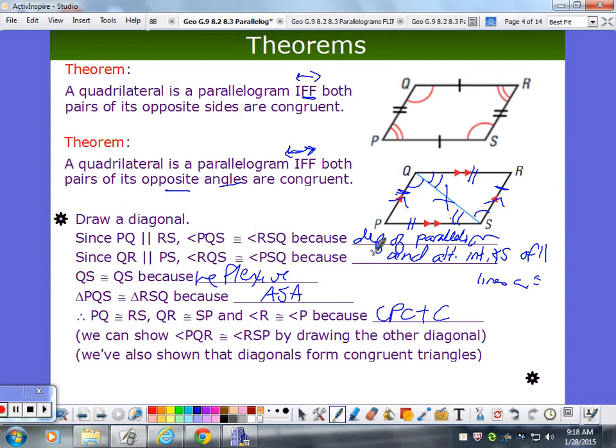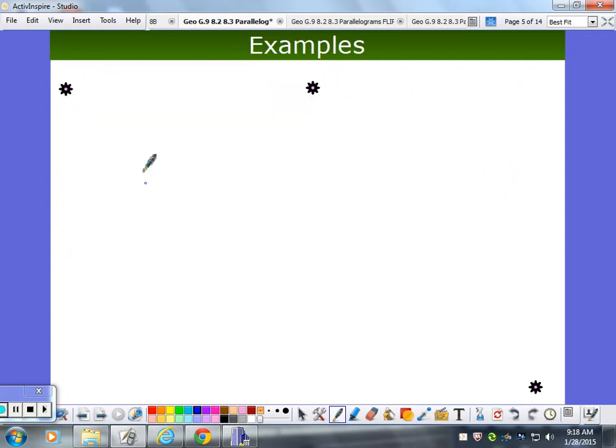You can get everything else. So we can kind of show all these in the here. Right? This one is going to be congruent to that one by CPCTC. So we can prove that. What else? Examples. All right, so what do you do with these? How do you apply these different theorems?